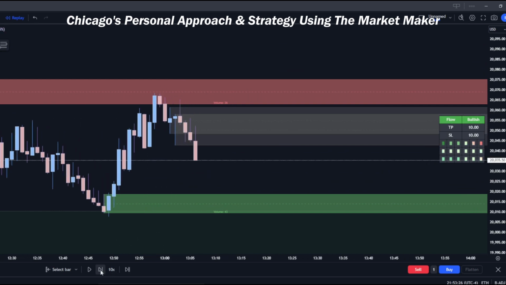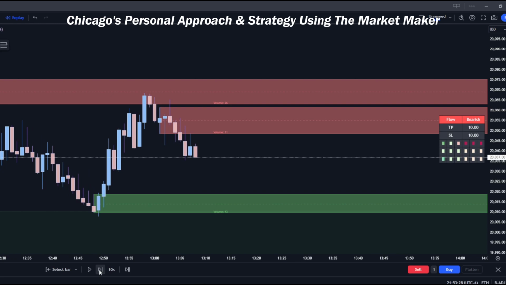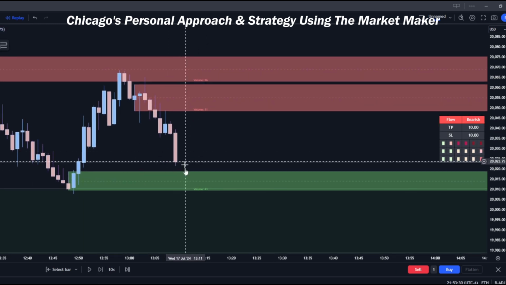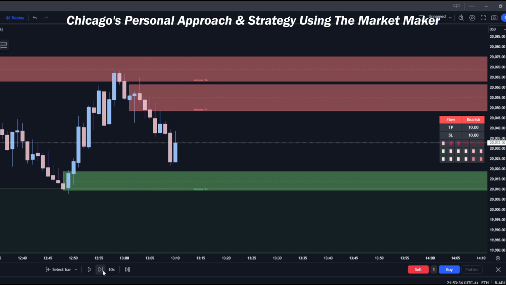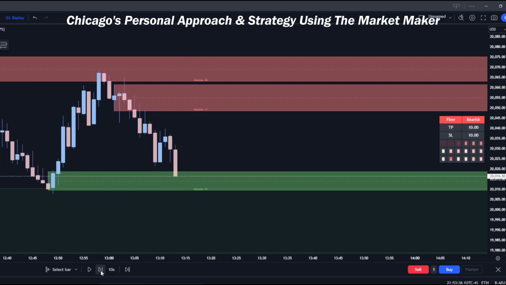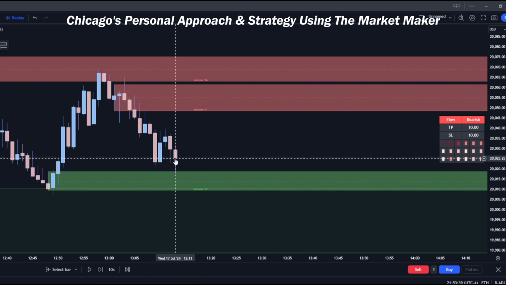Test again, we reject. Form a new area, we reject. Again, y'all can see zones was hitting today. Zones was definitely hitting today. Now we tap this area. Now I do like this.